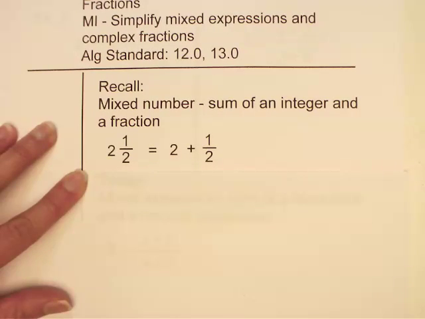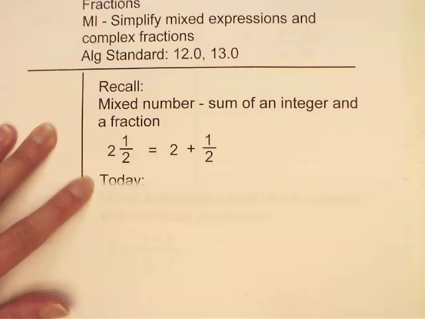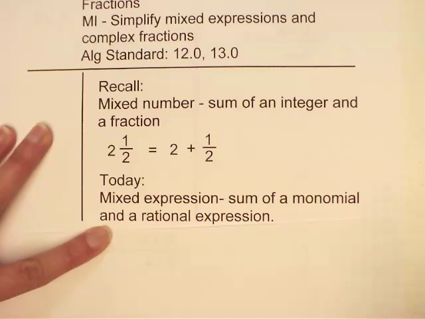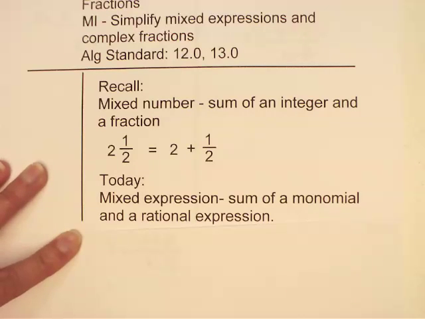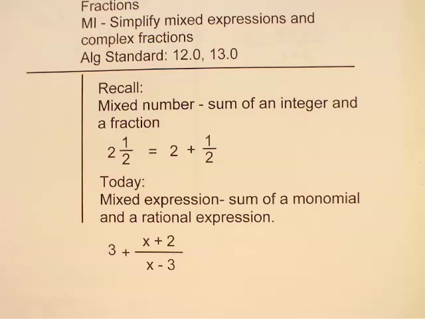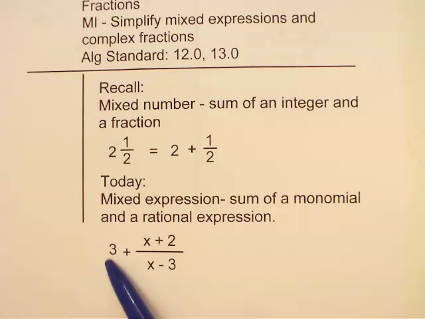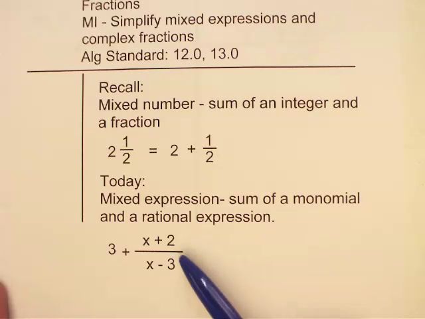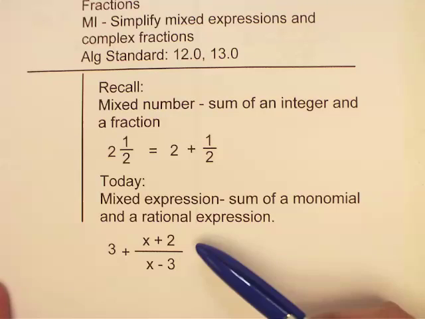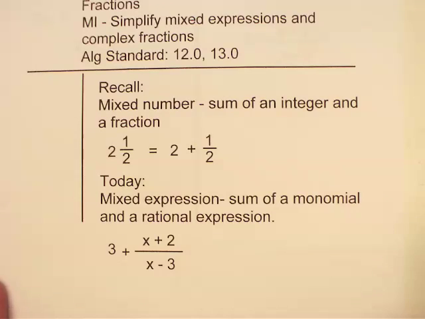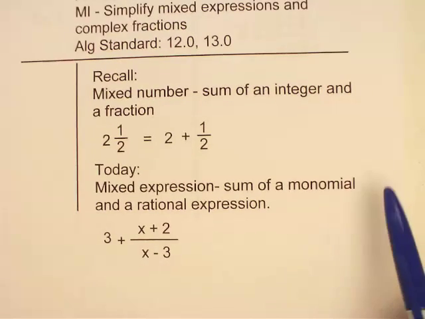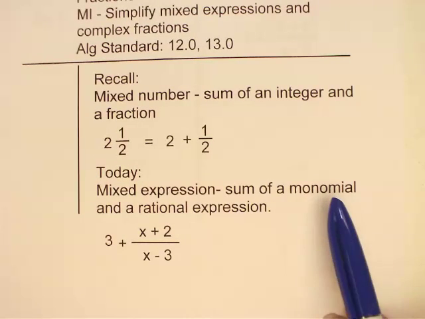Okay? Today we're going to be taking a look at mixed expressions. And this is the sum of a monomial and a rational expression. And here is an example of one of those. Note the integer here, or the monomial, and the rational expression. Remember that a rational expression is a fraction with polynomials in the numerator and denominator. Okay? So we're going to take a look at how to simplify these.